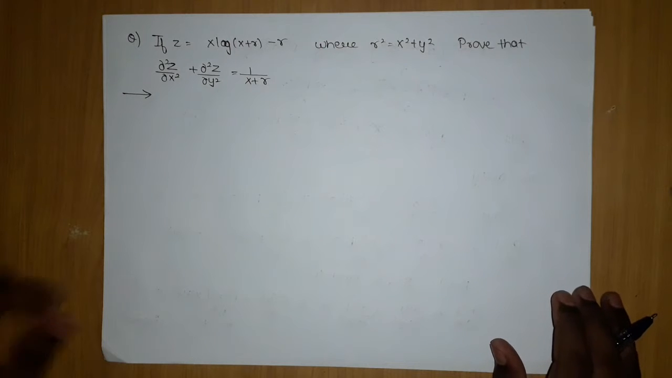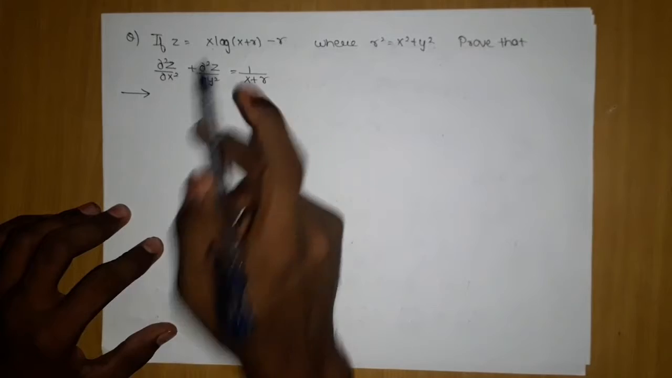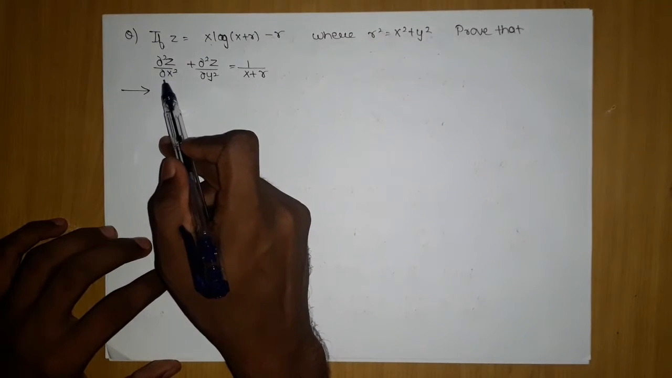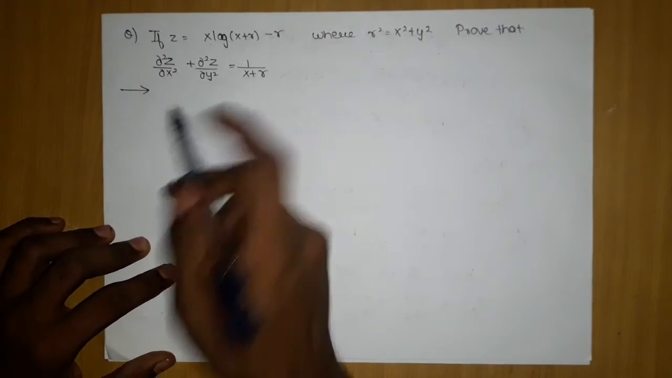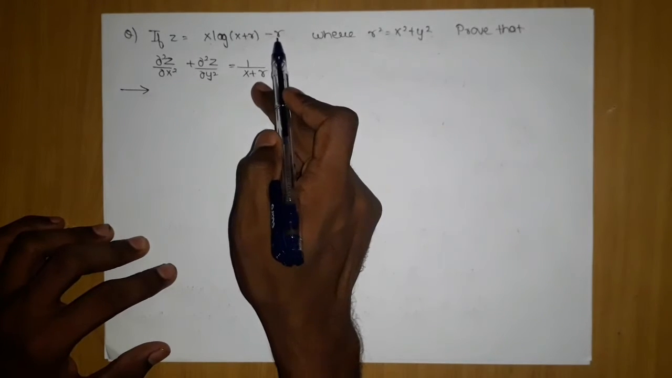Okay, so here first you should note down that this function is not a symmetric function. Okay, so here if you find dou square z by dou x square, you cannot say that dou square z by dou y square can be obtained similarly. It will be entirely different, since it is a combination of this.